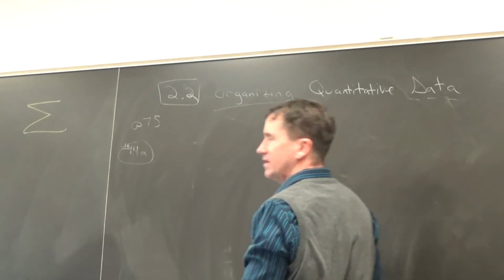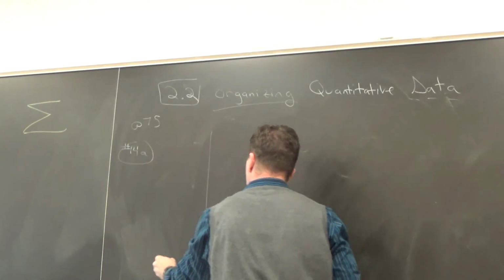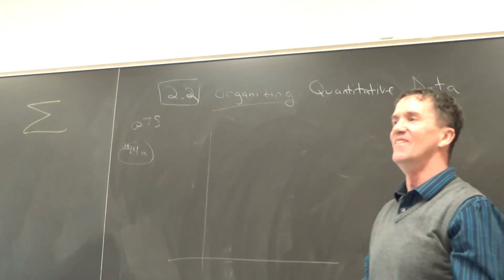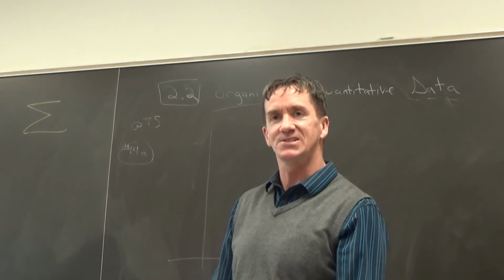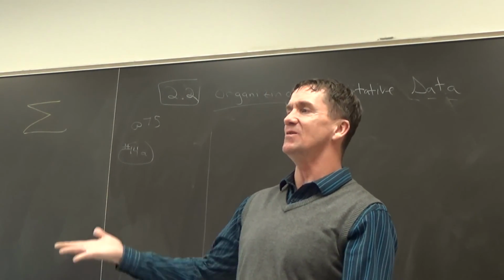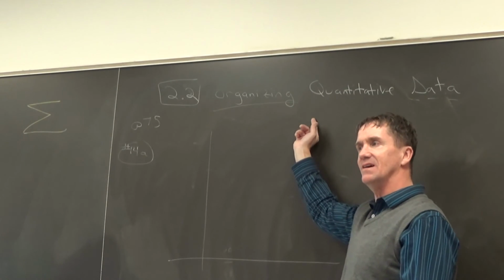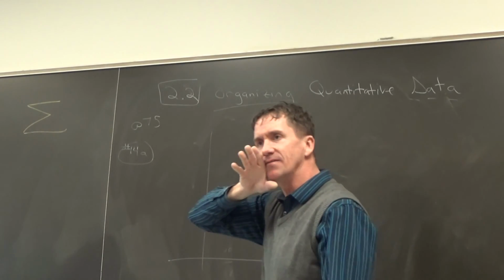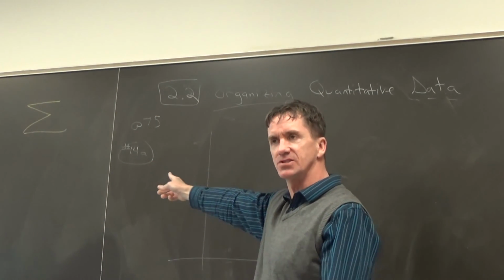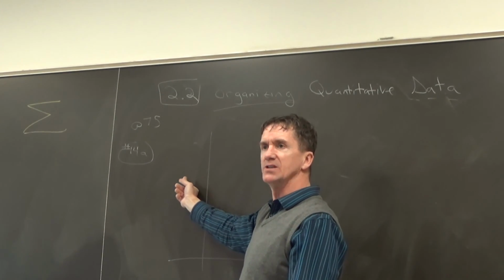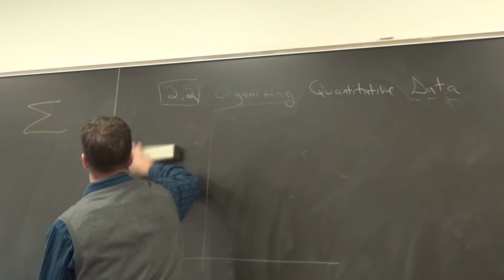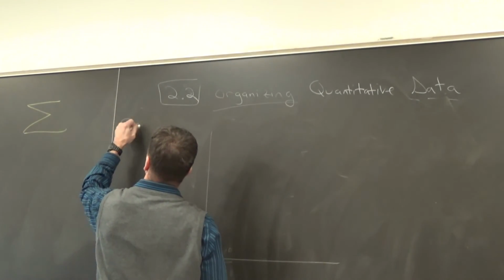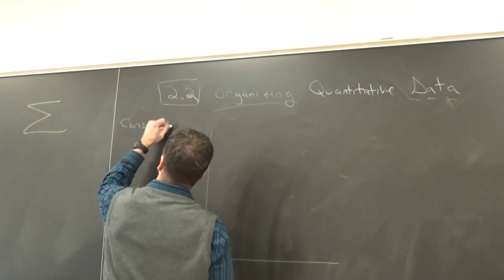So I want to make one of these funny little graphs again. It's called a histogram, right? When we organize quantitative data, similar to that bar graph, this is called a histogram. Histograms are used to organize quantitative data. So the first step we're going to do is you and I are going to construct a histogram.